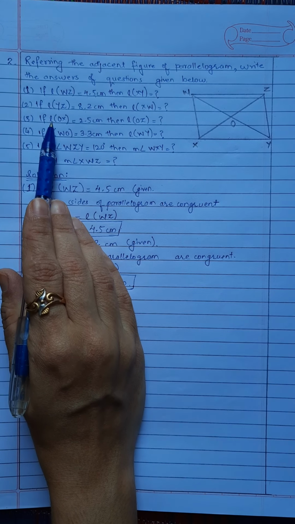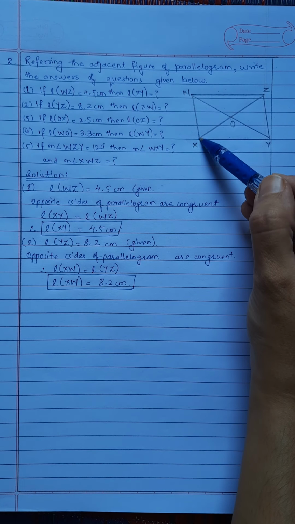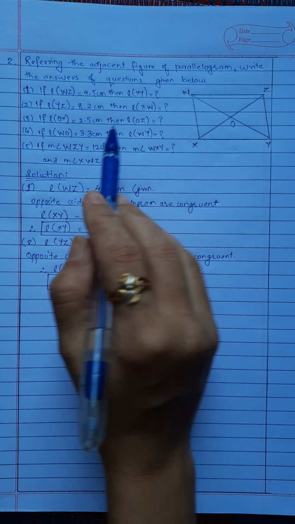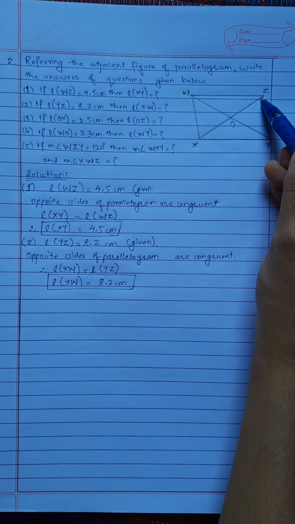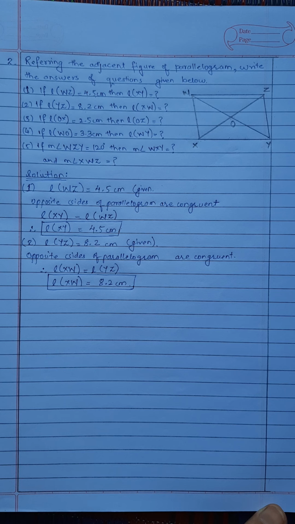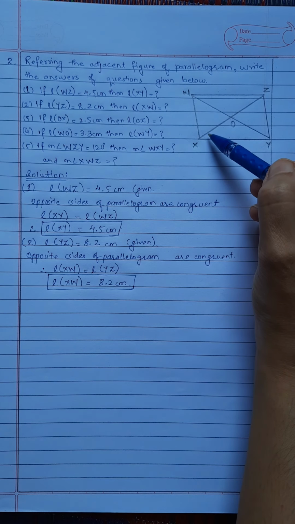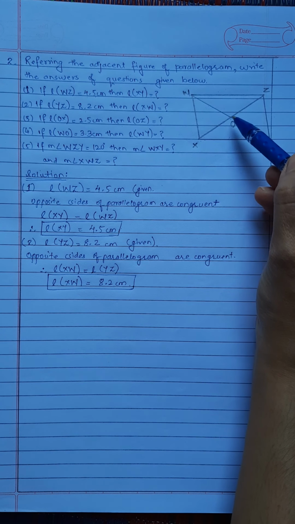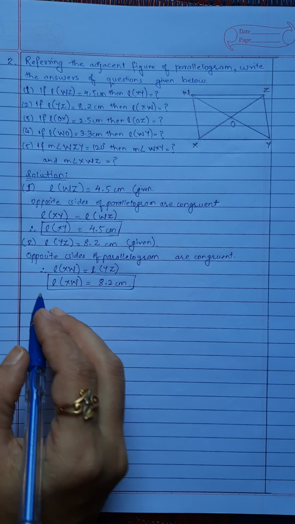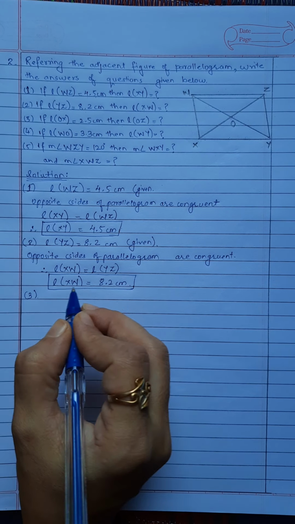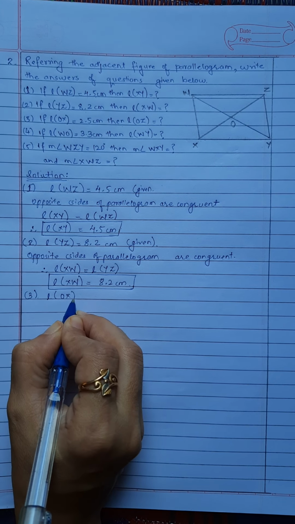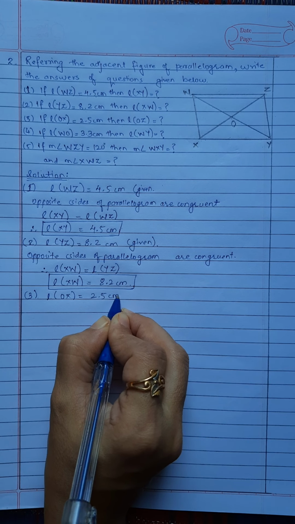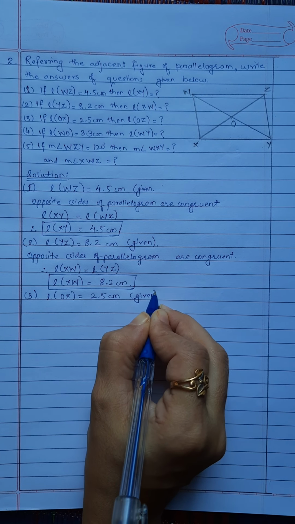The third is, if the length of OX is this. Now we are talking about diagonals. OX is 2.5 centimeters, then what will be the length of OZ? As we know the property of diagonals of a parallelogram, diagonals of a parallelogram bisect each other. Therefore, both the measurements will be the same, OX will be equal to OZ. So the third solution: write the given part first. OX is 2.5 centimeters, it is given. This is again the given part.